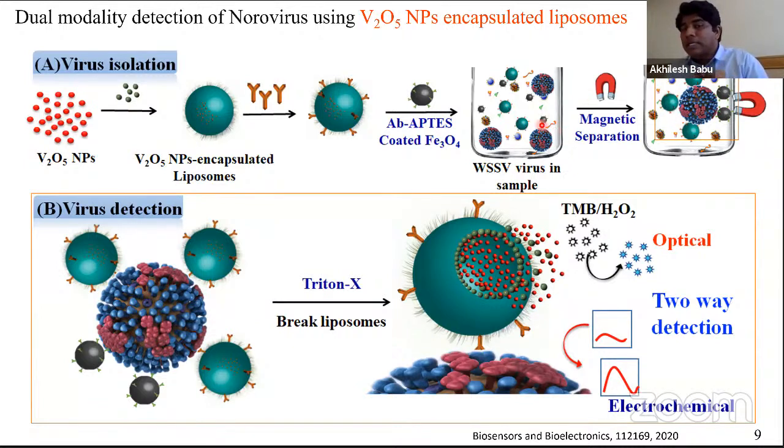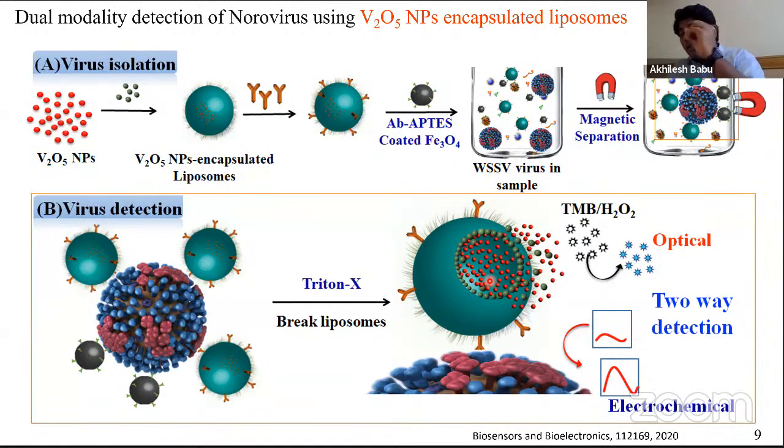Because magnetic nanoparticles are conjugated, the matrix effect is reduced, which is very important in sensing to increase the selectivity or sensitivity of the methodology. So after the formation of these sandwich structures, they were magnetically separated. The higher the virus concentration, the more liposomes were separated. Now these separated liposomes were broken using Triton to release the encapsulated V2O5 nanoparticles.